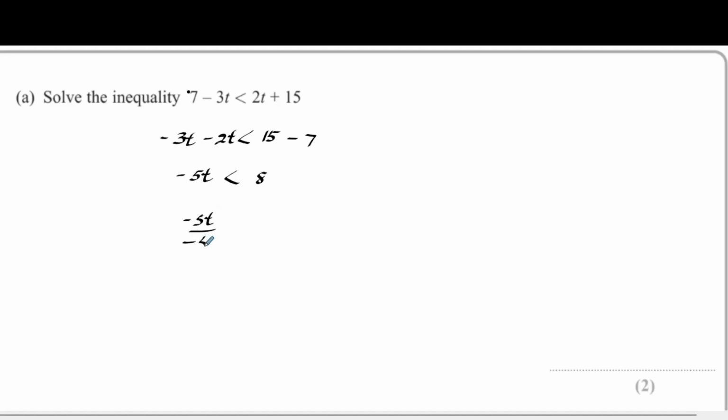minus 5. As soon as we divide an inequality by a negative number, you have to flip the inequality sign. That's a rule. If you are dividing or multiplying an inequality by a negative number, you have to flip the inequality sign. In this case, it now becomes greater than 8 over minus 5. T is greater than minus 1.6. That's it.